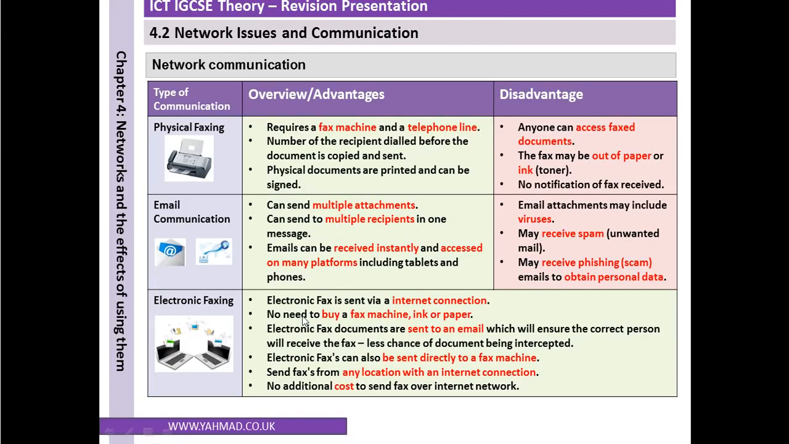So there's no need to buy a fax machine, ink or paper. Electronic fax documents are sent to an email, which will ensure the correct person receives the fax, so there is less chance of the documents being intercepted. An electronic fax can also be sent directly to a fax machine. It sends a fax from any location with an internet connection, with no additional cost to send a fax over the internet network.